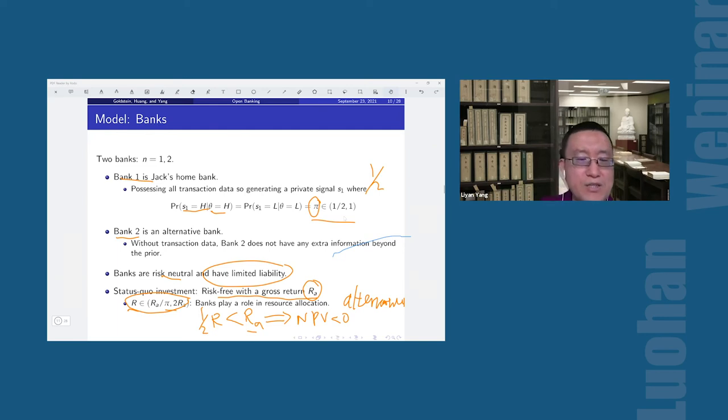We also assume R is larger than RA over pi, meaning pi multiplied by R is greater than RA. So if you see one good signal, this will turn the NPV positive. This is the parameter range we focus on, which will make the result most striking and most transparent. But we think it's also intuitive, right? When the NPV is negative, probably you need the bank to do something. But we are working on other parameter ranges.